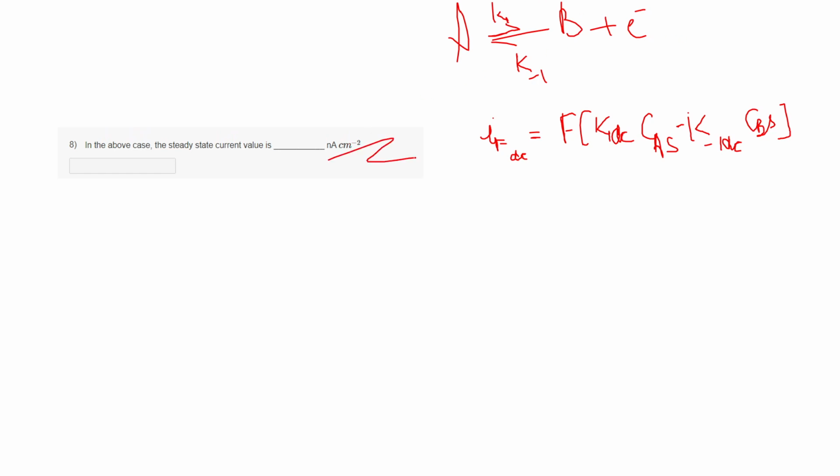So the question is in nanoamps per centimeter square. So what all needs to be kept in mind? So you have F equal to 96,485, and the unit is coulombs. That means 96,485 ampere second.